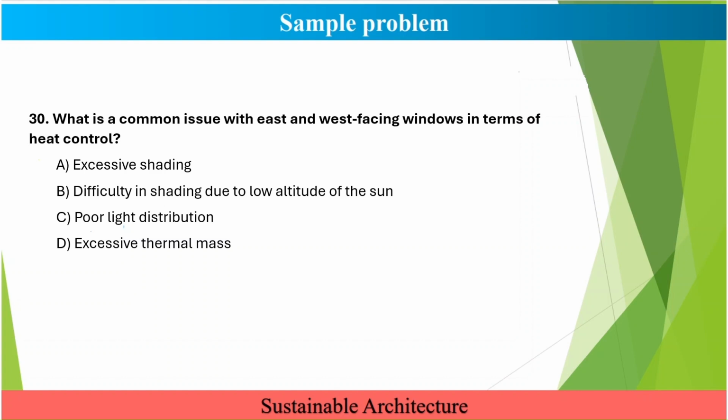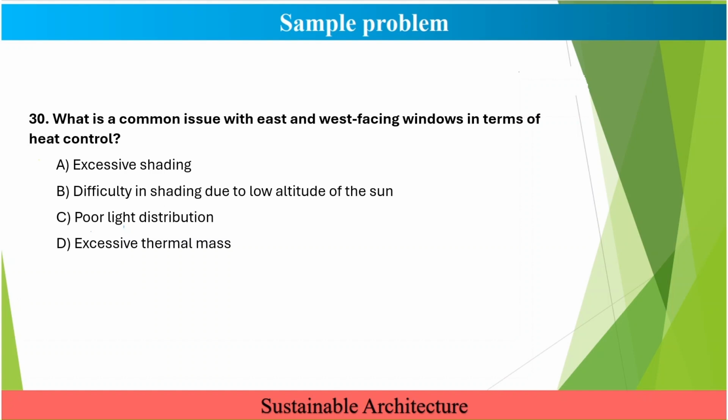Option B, sir. Hmm. Option B. So it is well discussed in the class. I think it is clear. Option B is the right answer. Difficulty in shading will always be there due to the low altitude of the sun.